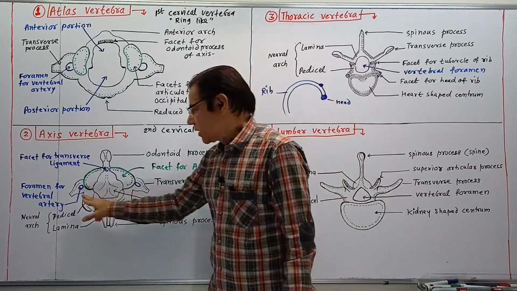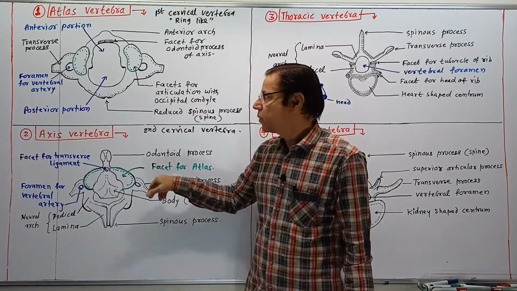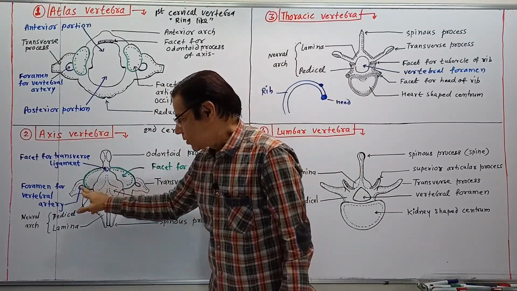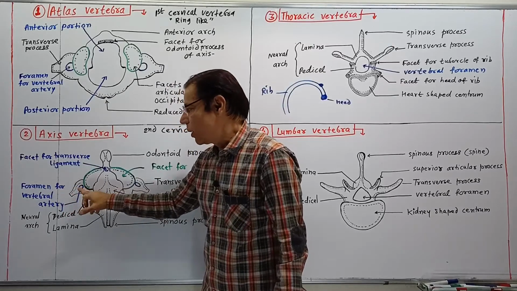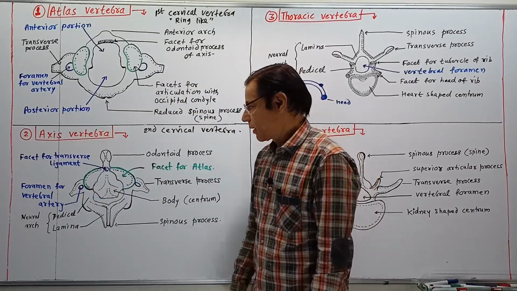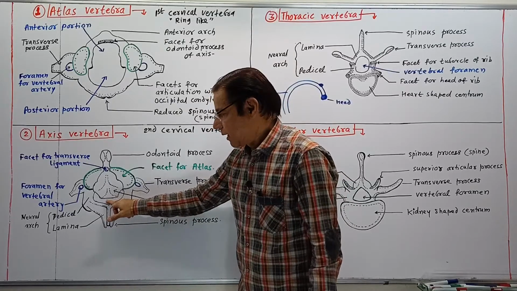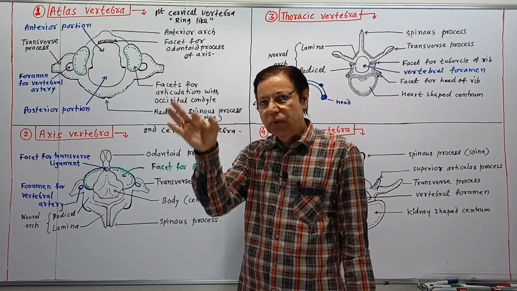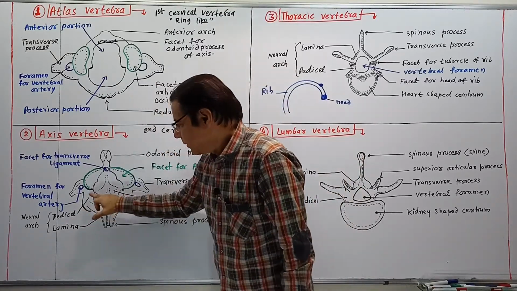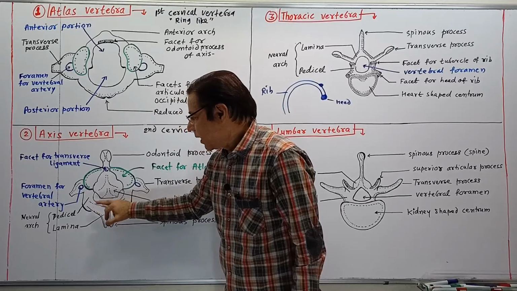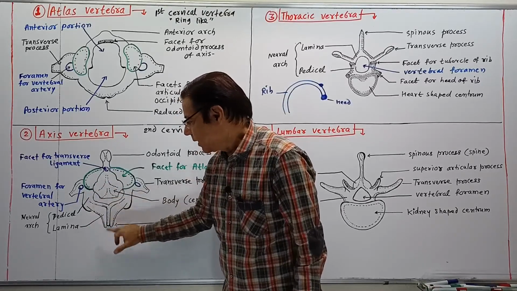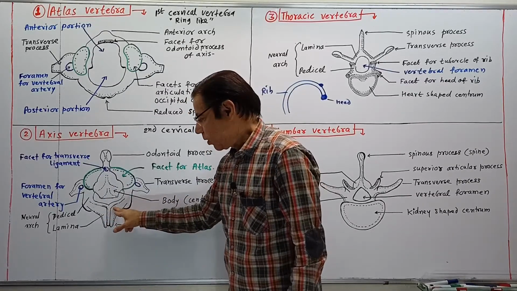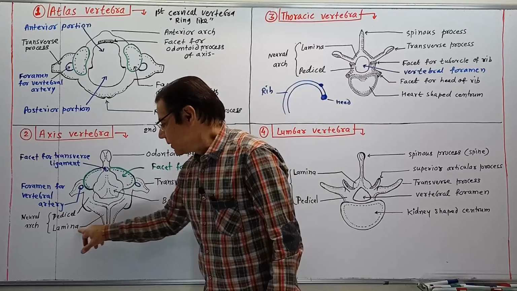Okay, then the transverse processes are smaller as compared to the atlas vertebra, and every transverse process has a foramen, a hole for the vertebral artery. Then there is a neural canal or vertebral foramen for passage of the spinal cord. Then the portion of the neural arch towards the centrum is called the pedicel, and the portion towards the terminal end, the posterior or dorsal side, is the lamina.